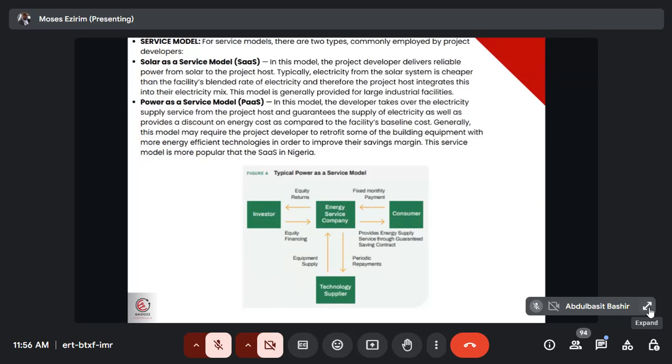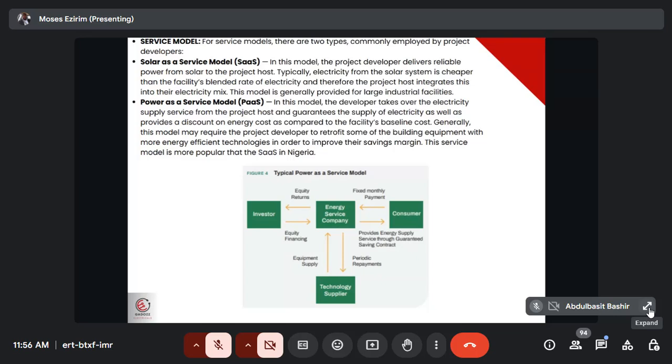You understand? So that is the energy. So that means that once the client is using it, he's paying per kilowatt hour. That is what the solar as a service model is. The client is paying per what is used.